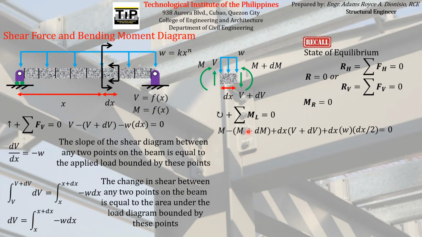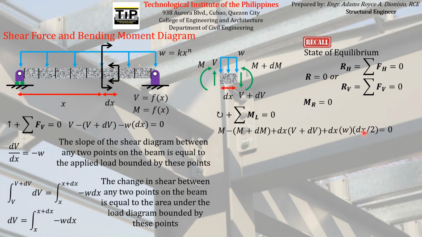And so solving and simplifying this equation, we can see that m will be cancelled because m minus m is just equal to 0. So negative dm will be retained as well as vdx. But if you can notice, we will have a term which is a product of dx and dv, as well as a product of dx and another very small distance dx.